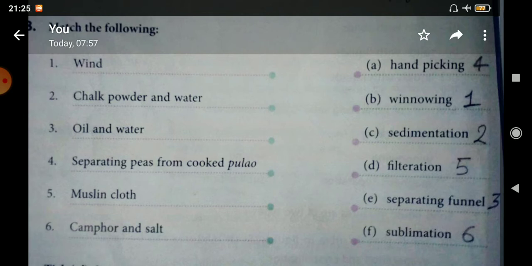Muslin cloth. Muslin cloth will be used for filtration. For filtration we can use filter paper, muslin cloth, or even a clean cotton cloth. Then camphor and salt. You all know that camphor and salt can be separated with which method? Through the process of sublimation. Why? Because camphor will sublime whenever we increase the temperature, so it will sublime and salt will remain there. So this way we can match the following.